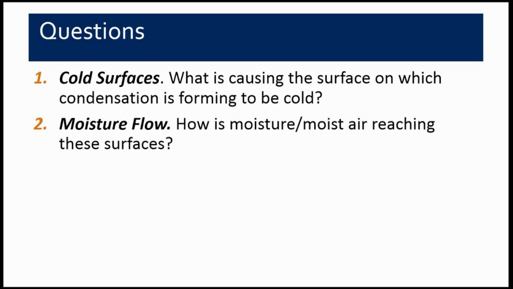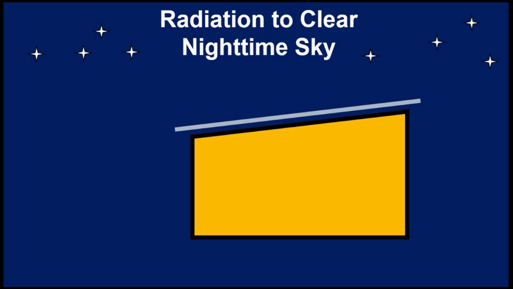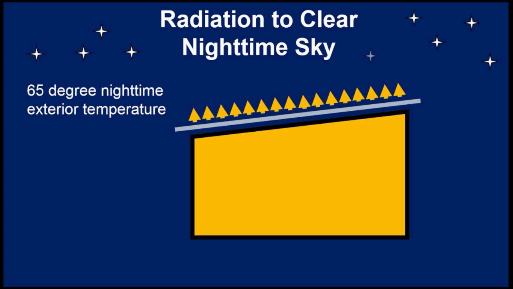For cold surfaces, it's often related to insulation placement, conduction, thermal bridges, convection, which could be mechanical convection or natural convection, the flow of air across the surface, and radiation, the surfaces that are cooled because energy radiates to outer space.